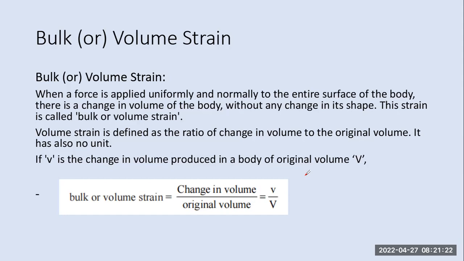Then again, it has also no unit. So yung ating small letter v is yung change in volume produced in a body of original volume, o yung ating big letter or capital letter V. So yung formula para sa ating volume or bulk strain is change in volume over its original volume.